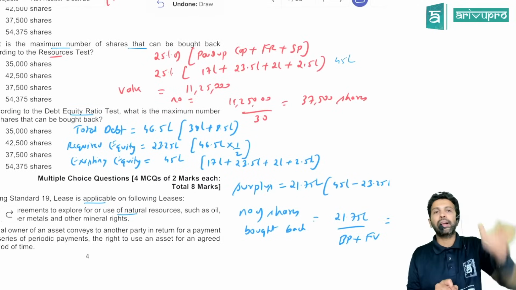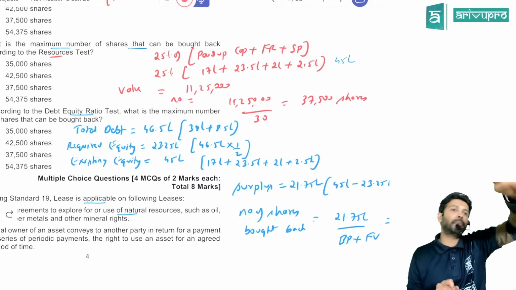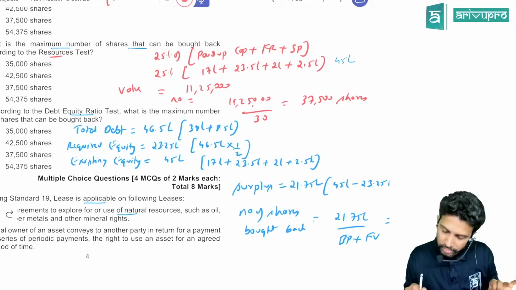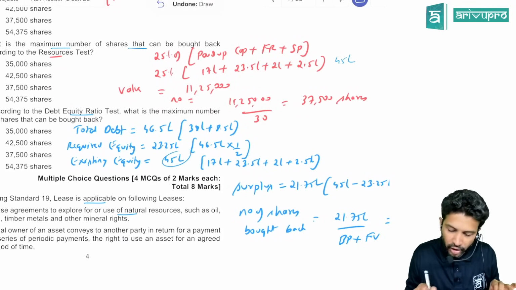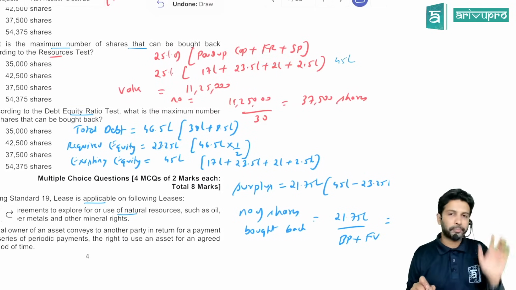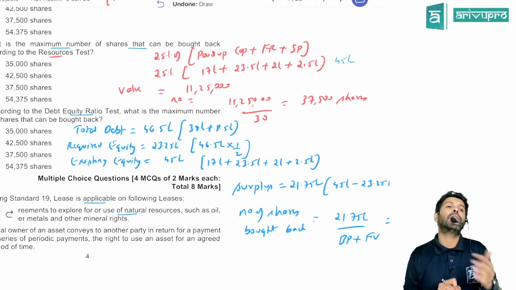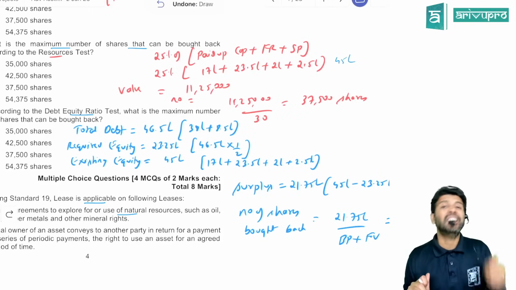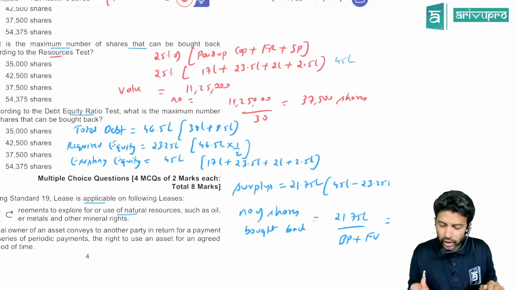How did I get 45 lakh? Paid up share capital plus free reserve plus securities premium. That same number we have added over here, and we are getting it as 45 lakh. We need 23.25. How much do we have? 45. That means we have excess? Yes. If you have excess, that only we call surplus.